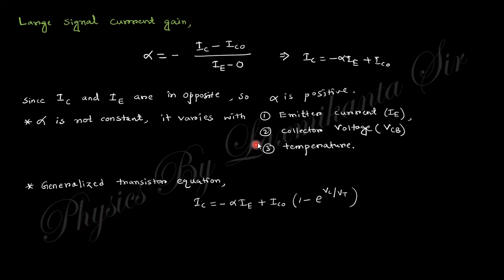In the general form, you can see this: alpha IC equals to minus alpha IE plus ICO. In general form, this will be the form.